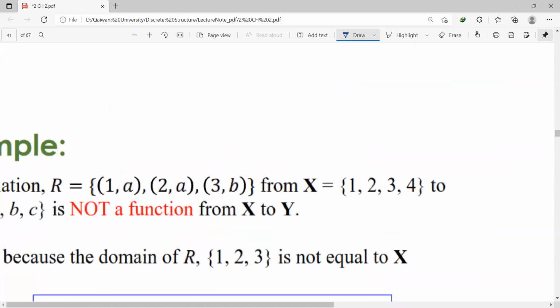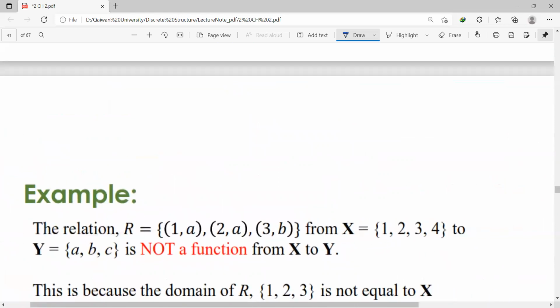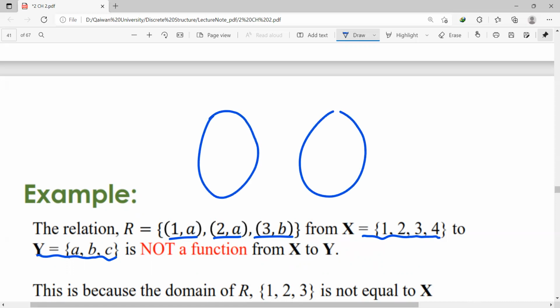Here we have another example. We have this relation R defined by {(1,a), (2,a), (3,b)}, where X is {1, 2, 3, 4} and Y is {A, B, C}. We say that's not a function. Why? Let's see. First, it's easier to write down the diagram. This is X and this is Y. It's a relation from X to Y actually.